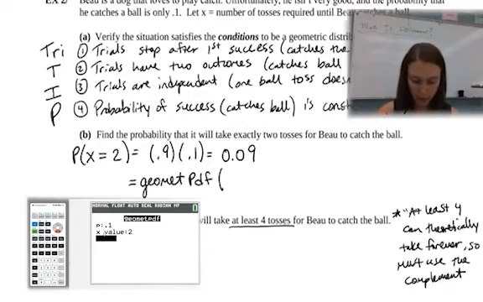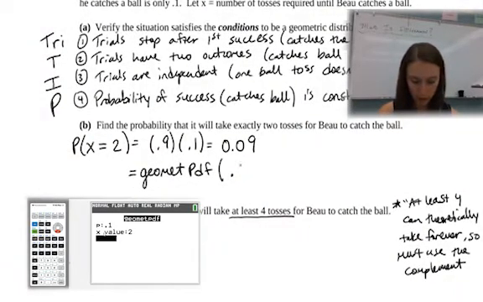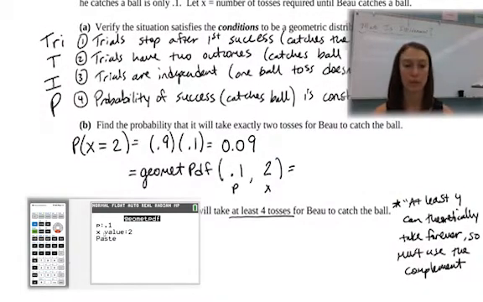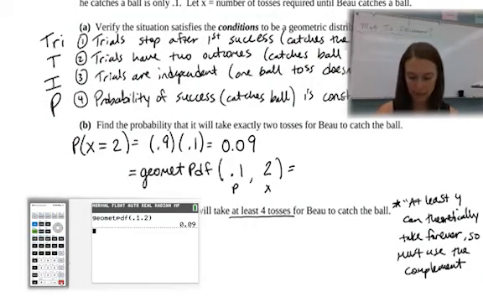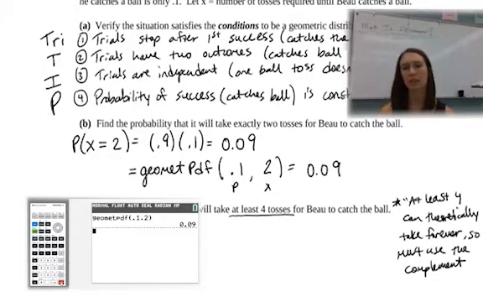So first, before I hit paste, I'm going to write 0.1 and put P underneath it, and 2 and put X underneath that. Remember, we always want to label our inputs if we use our calculator functions. And press enter, and I get the same answer. So you can do this either one of 2 ways.